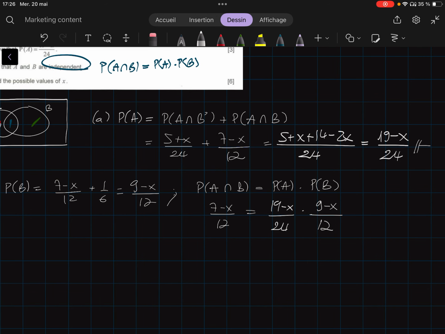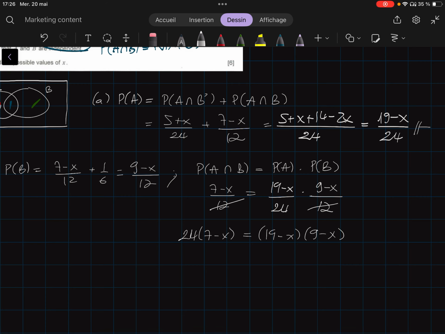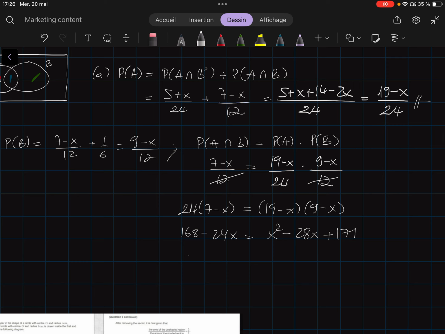Multiplying both sides of the equation by 12 times 24. And we have this nasty equation. Multiplying out the left-hand side. Multiplying out the right-hand side. 19 times 9, that is 171. And you shall get... Okay. Lovely. So x is equal to 1 or x is equal to 3.